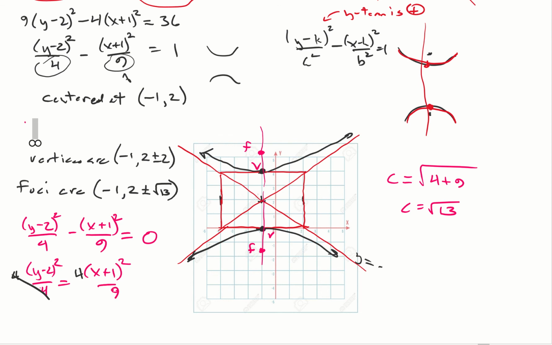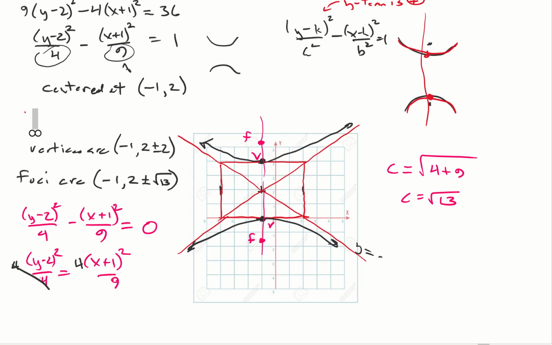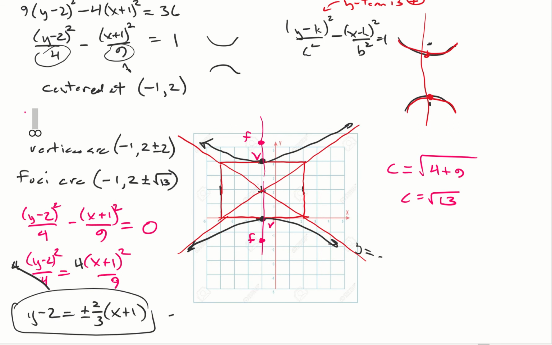Maybe I'll bring that 4 over. Boom, 4. And then I'll square root both sides. Y minus 2 is equal to plus or minus square root of 4 is 2, square root of 9 is 3, and then here we have x plus 1. You know what? I'm good. These are the asymptotes. You want to get fancier, you can, and I've done that in pre-calc. But you can do this because you guys are calculus students, Calc 2 students.